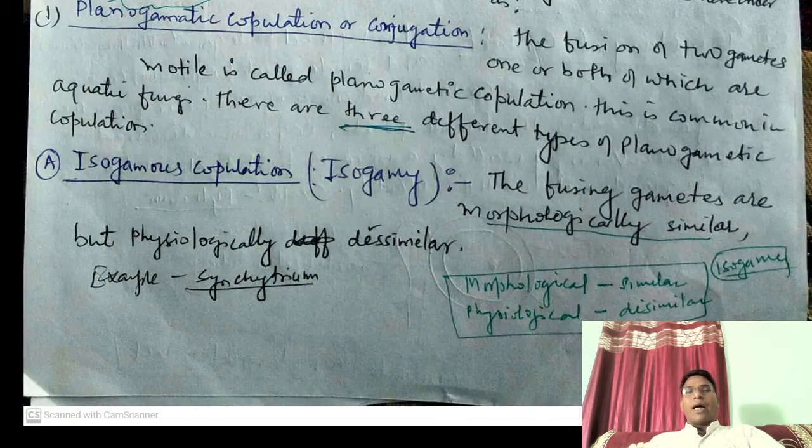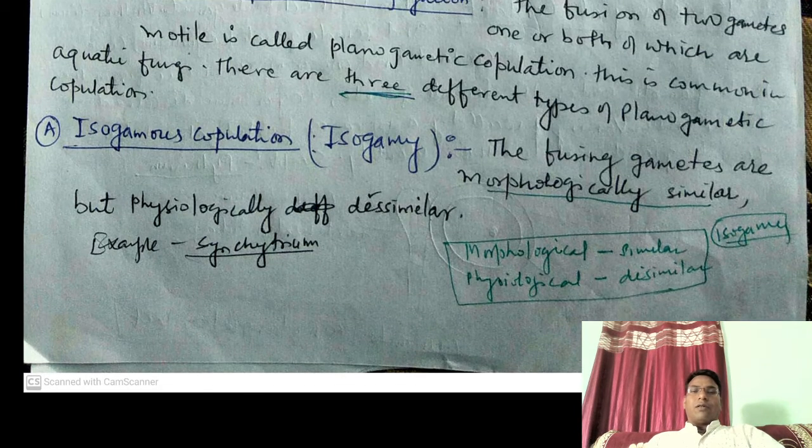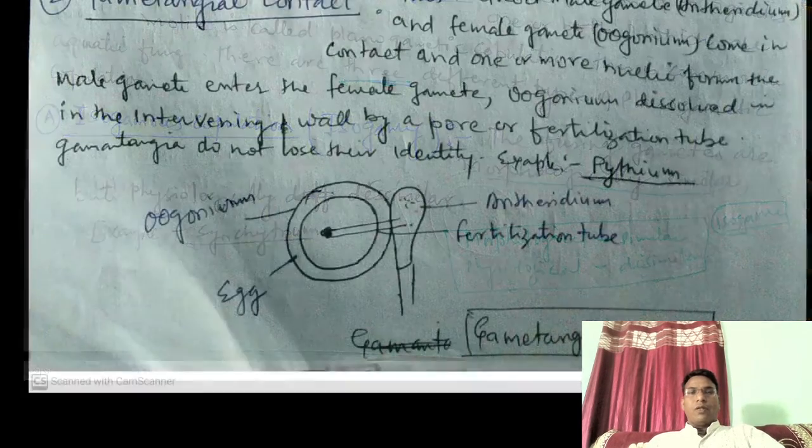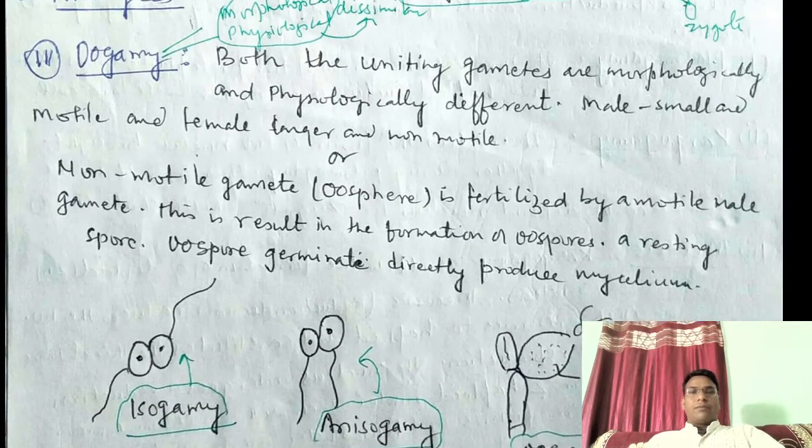First is isogamy. The fusing gametes are morphologically similar but physiologically dissimilar. An example of isogamy is Synchytrium. Now, the next slide.